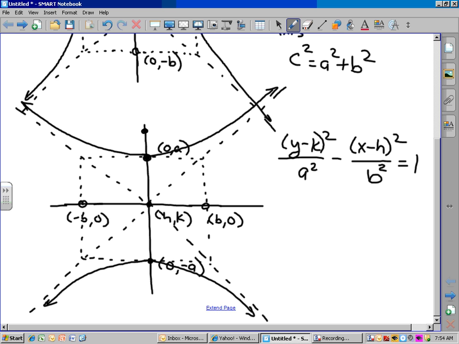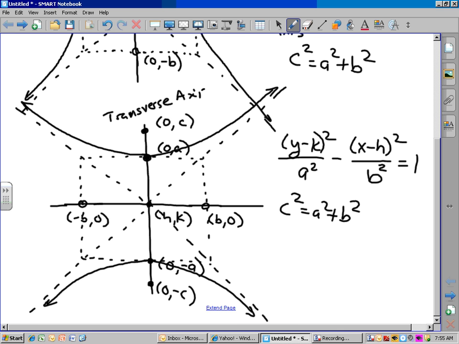Foci, be inside those, (0, c), (0, negative c). Same relationship ties them together, c squared equals a squared plus b squared. That's not going to change. The only difference is that the graph is now drawn on the vertical axis. So the transverse would be vertical, and the conjugate would be the horizontal.